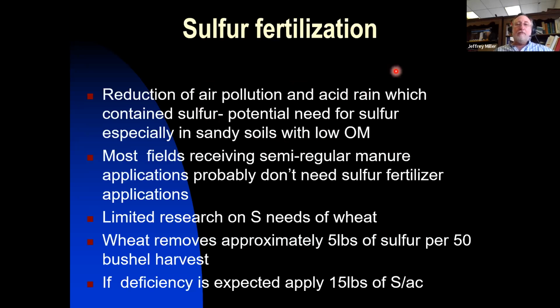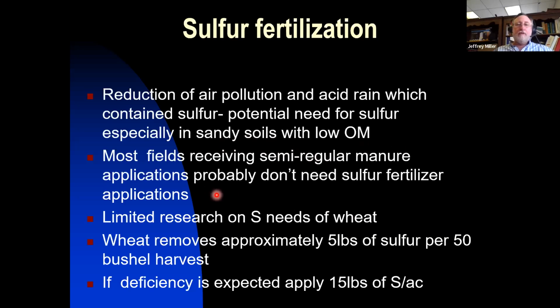And moving along that line, the reason why we're concerned about sulfur is what? We had a reduction in air pollution, right? And with that, acid rain. And acid rain contains sulfur. So now we have this potential need for sulfur in our field crops. The thing that should be underscored is that we see those sulfur deficiencies first in coarse soils, sandy soils, and low organic matter. So those are the fields that you really want to look at more closely.